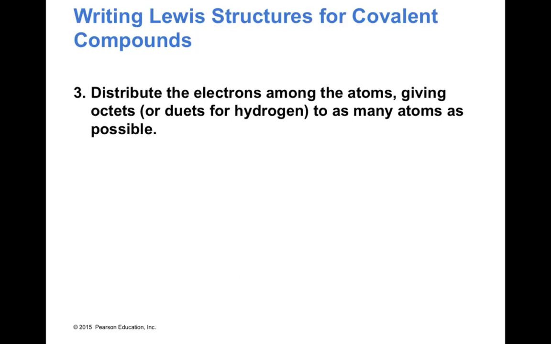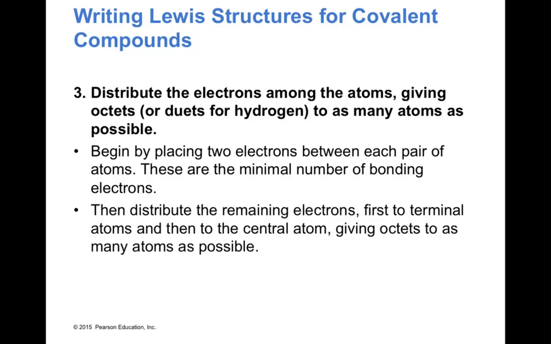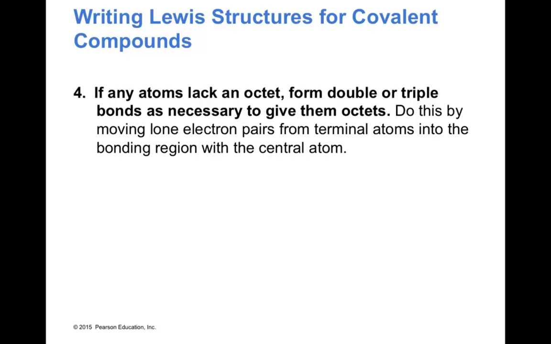And third, we distribute the electrons among the atoms, given octets or duets for hydrogen to as many atoms as possible. Begin by placing 2 electrons between each pair of atoms. These are the minimal number of bonding electrons. Then distribute the remaining electrons first to the terminal atoms and then to the central atom, given octets to as many atoms as possible. And number 4, if any atoms lack an octet, form double or triple bonds as necessary to give them octets. Do this by moving lone pair electrons from terminal atoms into the bonding region with the central atom.